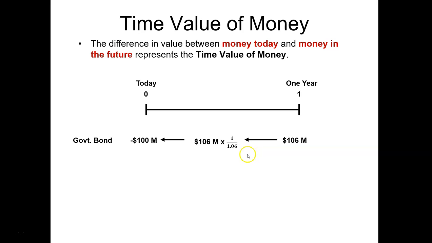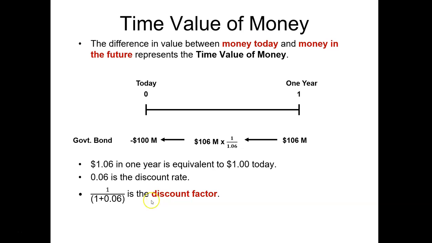We can think about this problem in the opposite direction. So $106 million 1 year after is equivalent to $100 million today. So we can use this $106 million times 1 divided by 1.06. We call the ratio of 1 divided by 1.06 the discount factor. It tells us the value of $1 1 year after.